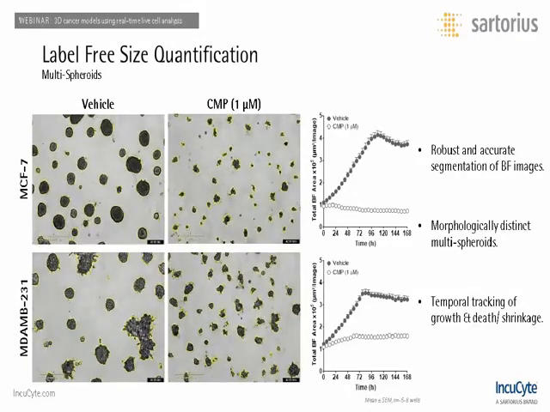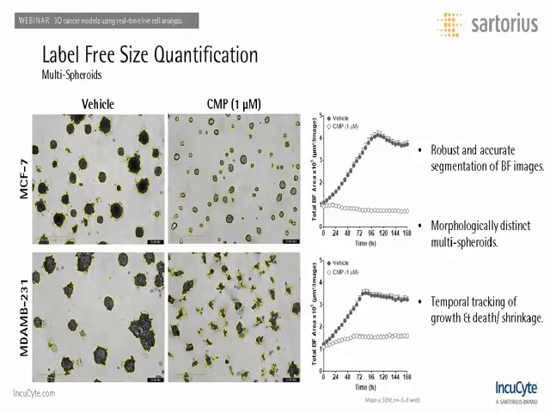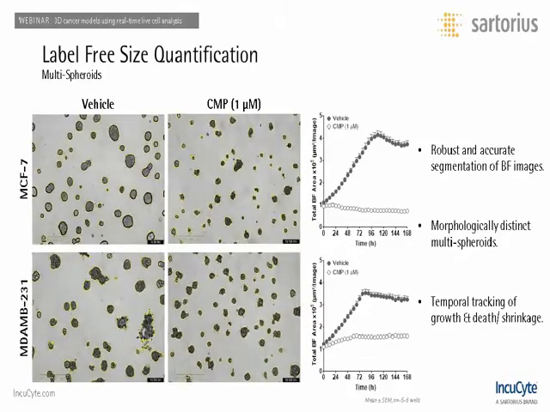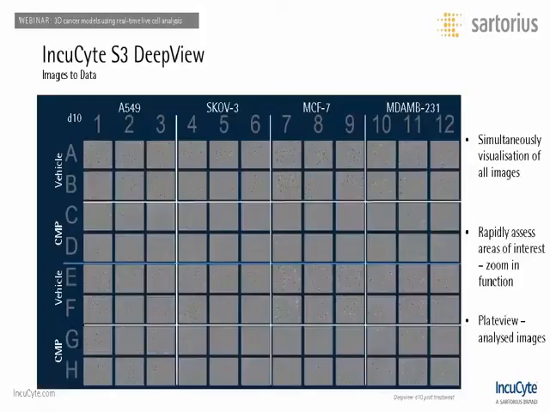The graphs on the right-hand side show the different temporal profiles of the two cell types, tracking not only the growth, but the lack of growth or death induced by the treatment of a known cytotoxic agent, camptothecin.